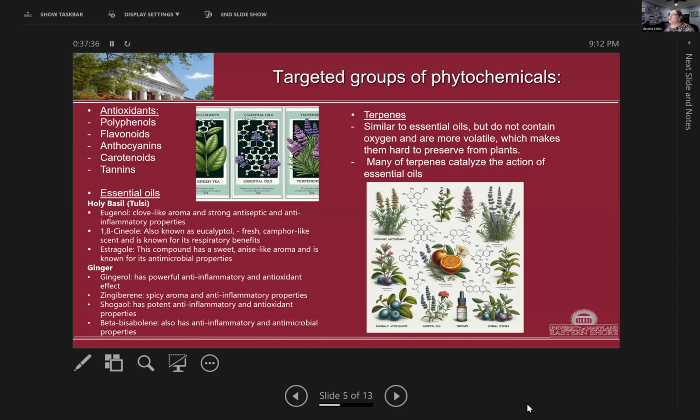Now, essential oils. I mentioned several plants, so I want to give you a couple of examples. Holy basil, or another name for it, tulsi, is a holy plant in Indian herbal medicine.